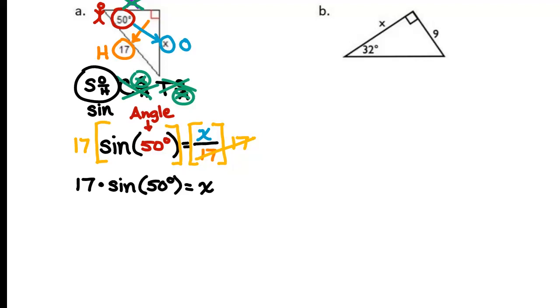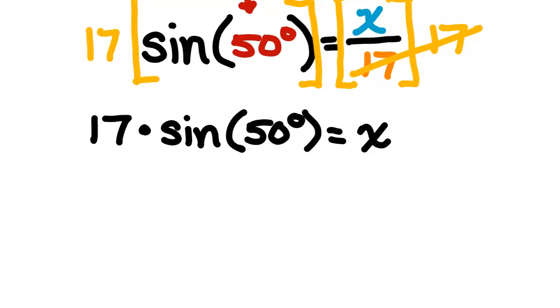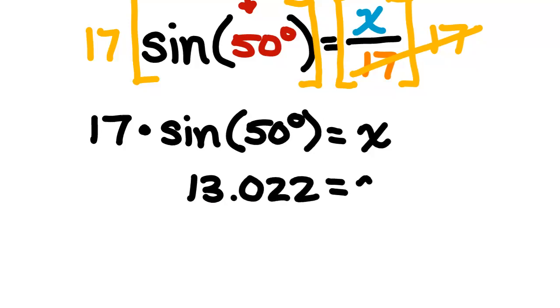17 times sine, and then it'll open up parentheses for you, and you're going to put the angle in those parentheses. 50, close the parentheses, and hit enter. What do you get when you hit enter? 13.022 or 023, depending on how you round that.